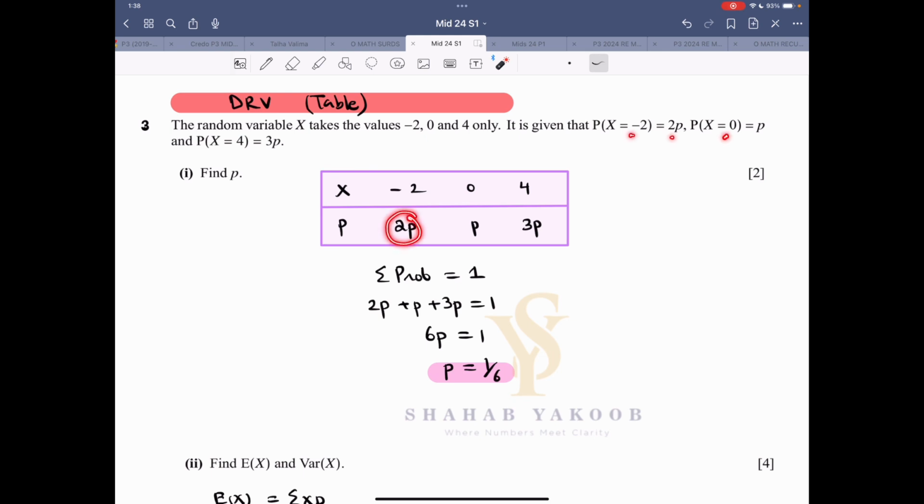When x is 0, the probability is p. When x is 4, probability is 3p. So just put it in a table. Add up all the probabilities. The sum of probabilities is 1 because it's a DRV, R for random. Every single probability is taken into consideration. The value of p comes out to be 1/6.